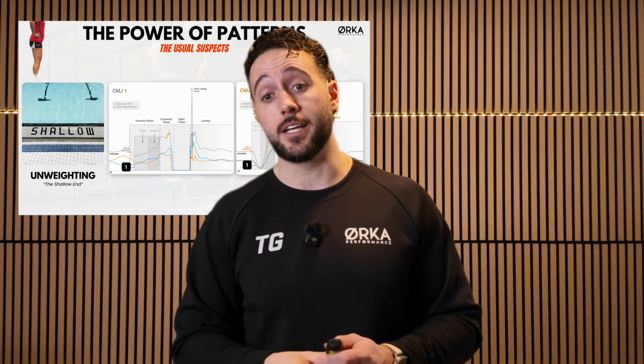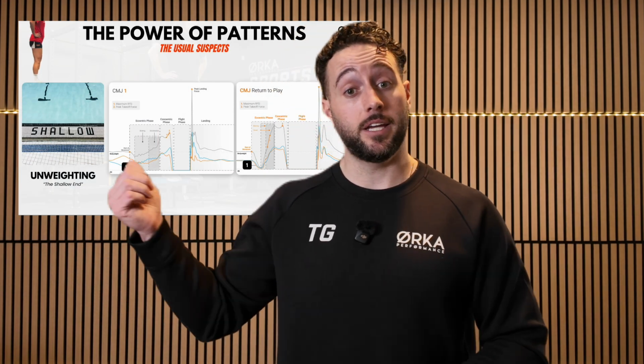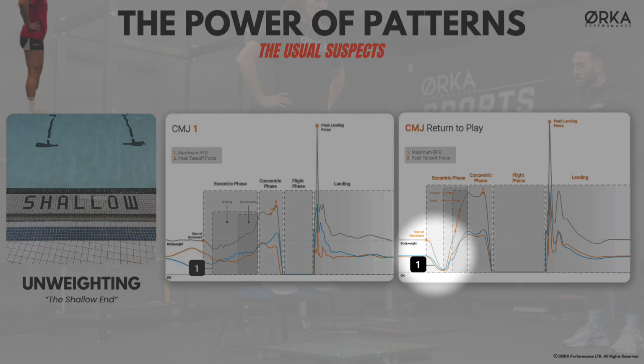And what we end up getting is this really shallow unweighting phase. Super common with athletes with really poor deceleration ability, because that large unweighting phase requires a large amount of impulse to decelerate and redirect momentum. Whereas at return to play, here on the right, we get this quick, large unweighting impulse, which allows the athlete to achieve a really fast eccentric peak velocity.